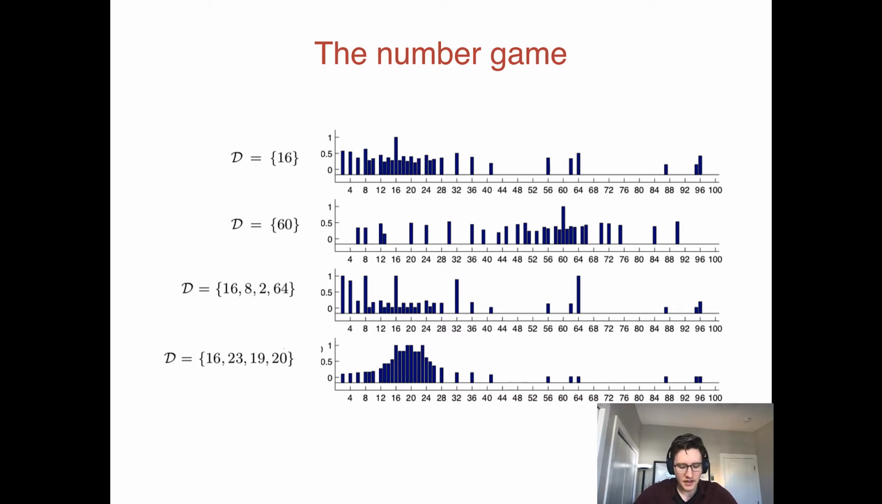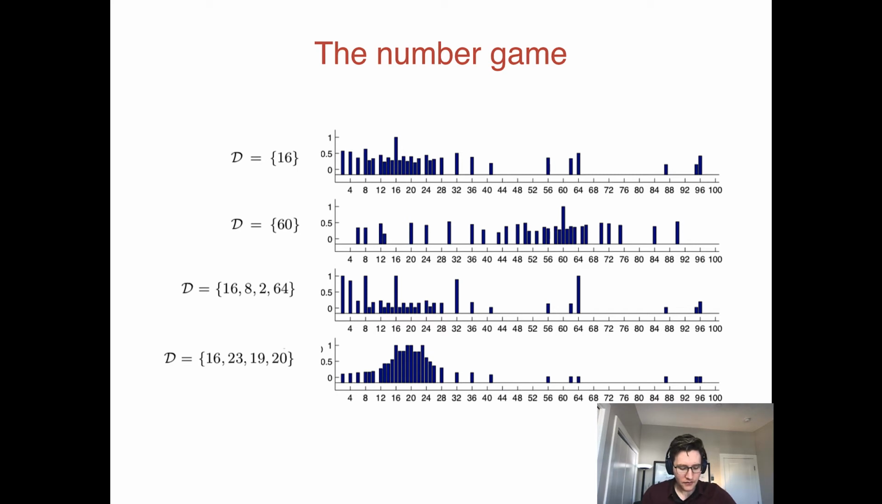Same thing goes with 60. We could say numbers near 60. But okay, so let's say we show people powers of 2: 2, 16, 8, and 64. Again, they definitely put 64, 16, 8, and 2 in their concept, but you can see that almost all the people put 4 and 32, the powers of 2 that weren't given as part of the concept. So pretty much everyone said, okay, I think what's probably being depicted here are the powers of 2.